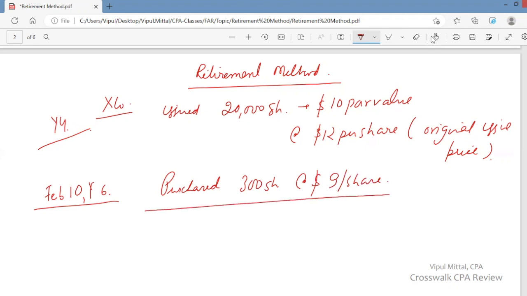Now the company is using the retirement method. So the company retires these 300 shares or constructively retires these 300 shares. The journal entry does not change whether the stock is retired or constructively retired. So these 300 shares are retired. So common stock, and you pay cash.